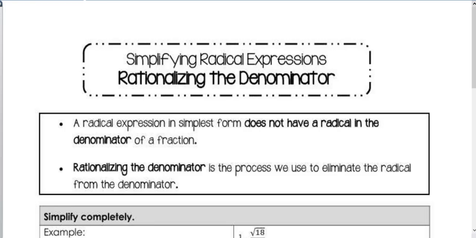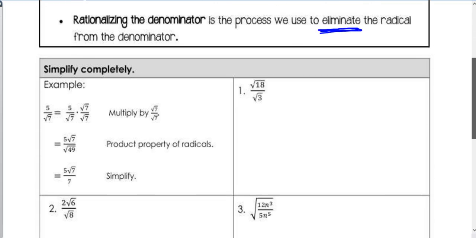Simplifying radical expressions, or you'll hear me call it rationalizing the denominator, RTD. It's basically whenever we have a radical in the denominator. We are not allowed to have radicals in the denominator in simplest form. And I mentioned this when we were in our radical unit before. So what we have to do is eliminate the radical from the denominator so that it's no longer there. And here in this first example, we'll see how we do that.